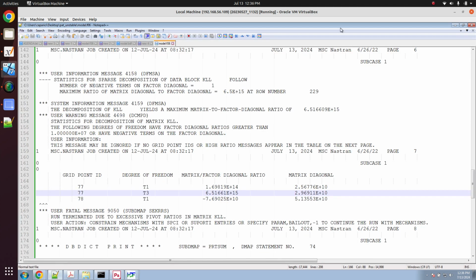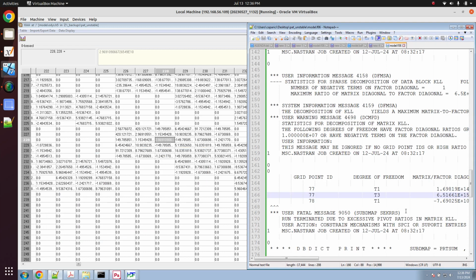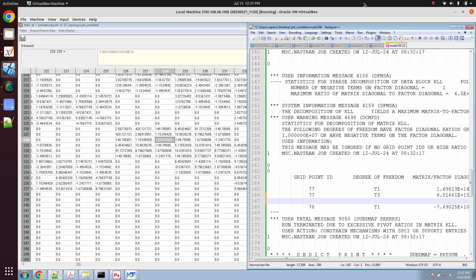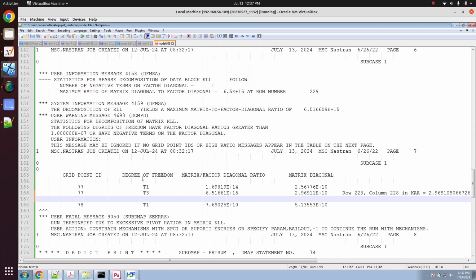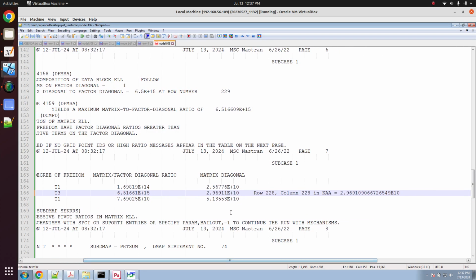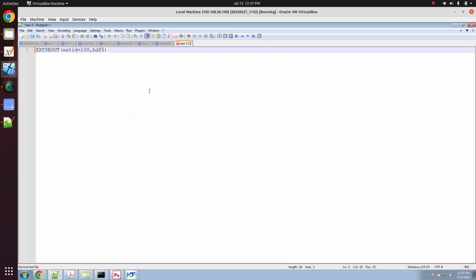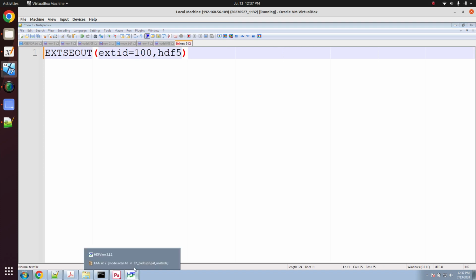And if you look here, so if you look at row 228, column 228, in KAA, you can see that it's the same stiffness value. So here, let's go ahead and copy this to the F06 file here on the right. So here you can see that when we use this command, we were able to output the stiffness matrix.